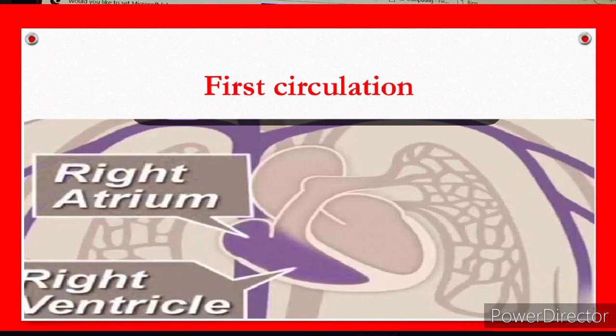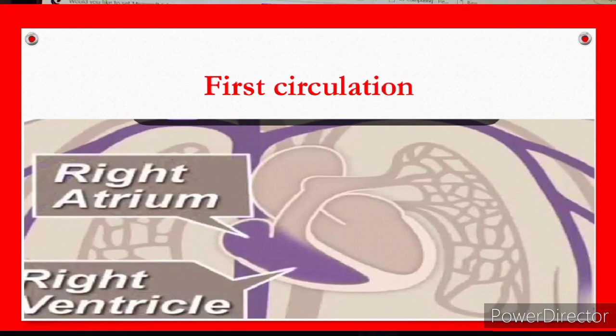Now let us talk about first circulation. Look into the picture, children. The right side of the heart is colored in blue color. You see? The right atrium and right ventricle are getting filled up by deoxygenated blood. This is called first circulation.